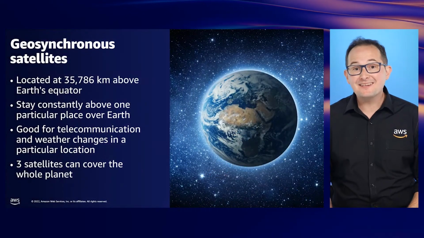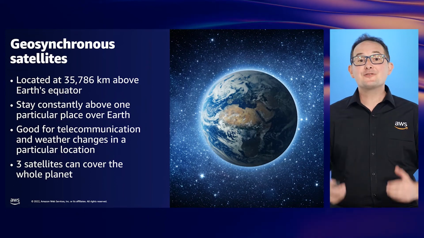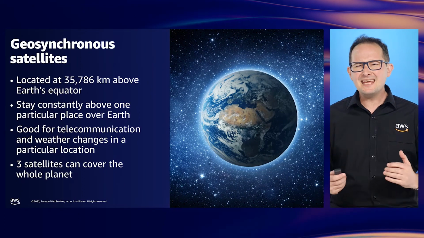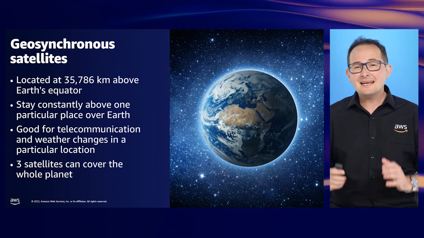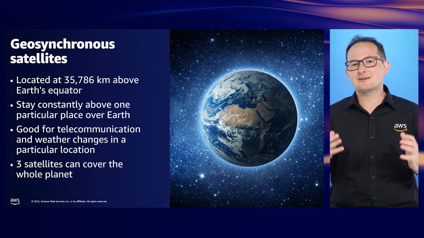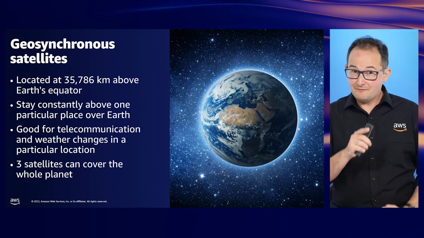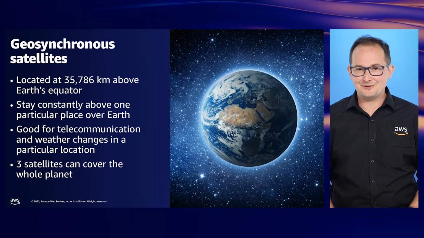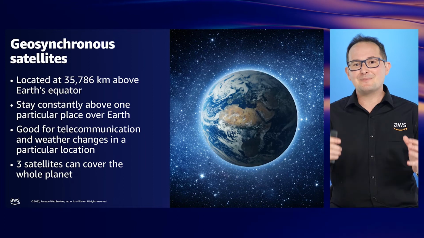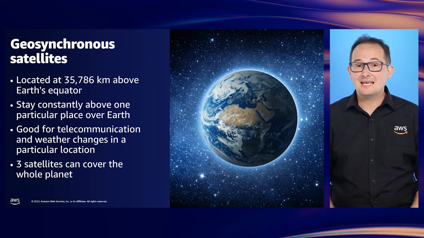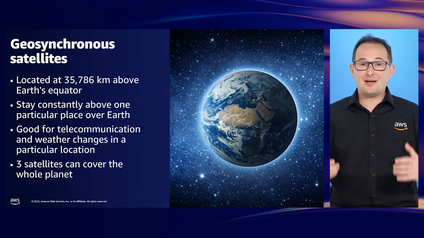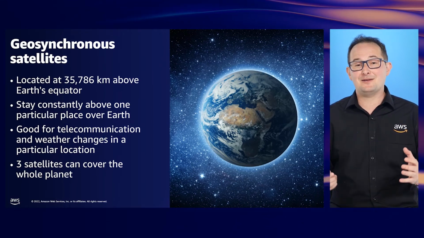Another kind of orbit that is relevant for this conversation are geosynchronous satellites. They are located in a very particular position above the equator, at an altitude of around 35,000 kilometers. Because of that very particular position, the satellite is rotating with the planet. So the satellite is always on top of the same position. They are great for communications and weather monitoring in a very particular location.